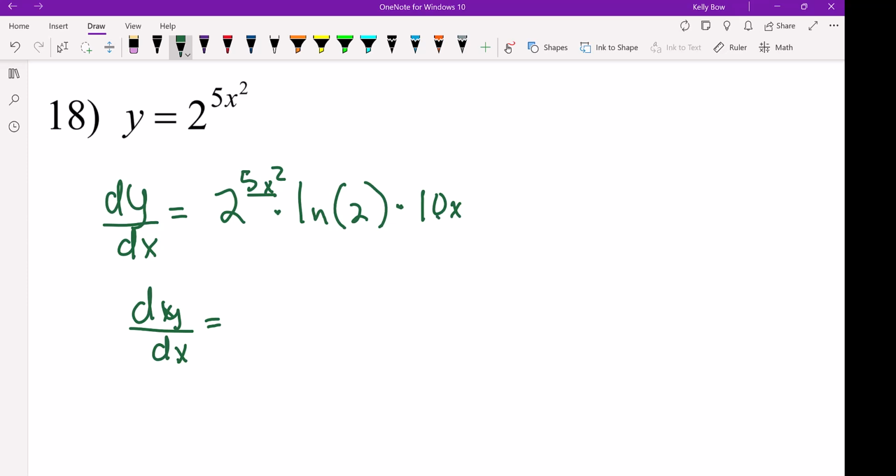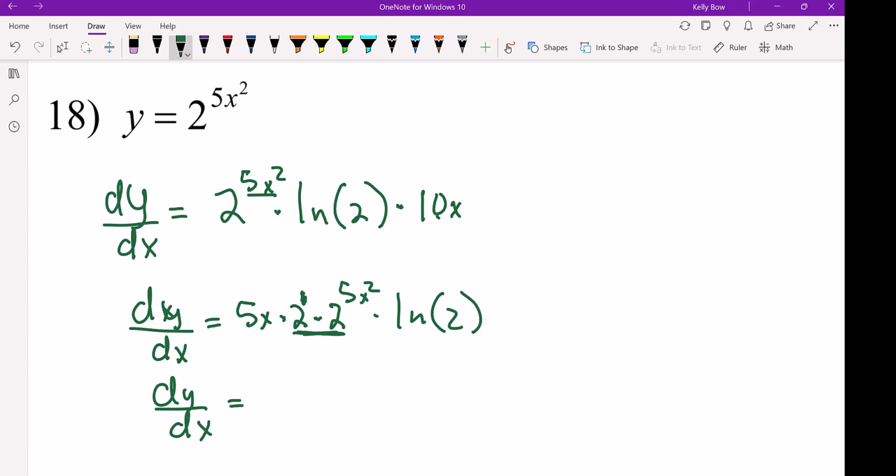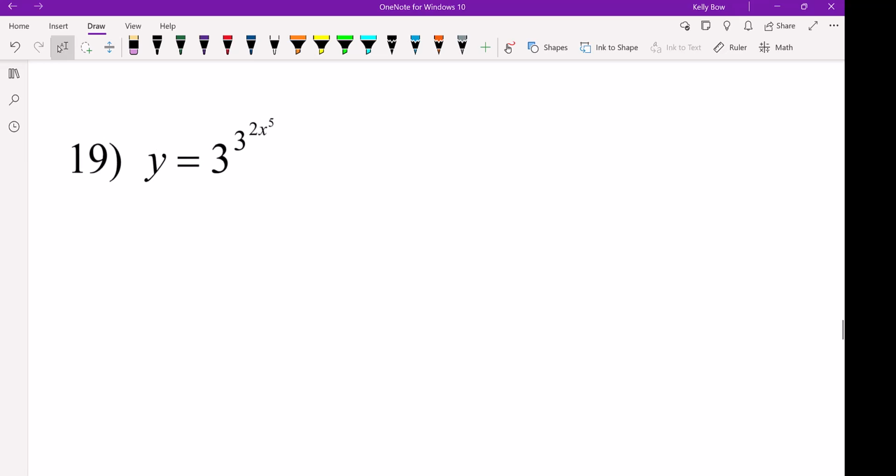Now this is interesting. 10x can be rewritten as 5x times 2 to the first, and this is 2 to the 5x squared times the natural log of 2. Now look at those two bases. When you multiply, you add the exponents. So this becomes 5x times 2 to the 5x squared plus 1 times ln of base 2.